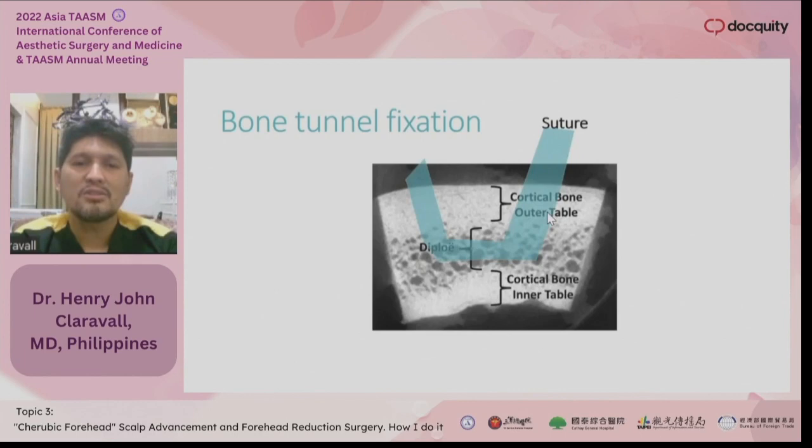Now, after that, you need also to drill the other side of the tunnel so that they will meet in the middle. Please do not do two gives when you're drilling. Because as you can see, if you have two gives, it means you're already penetrating the cortical bone or the inner table.